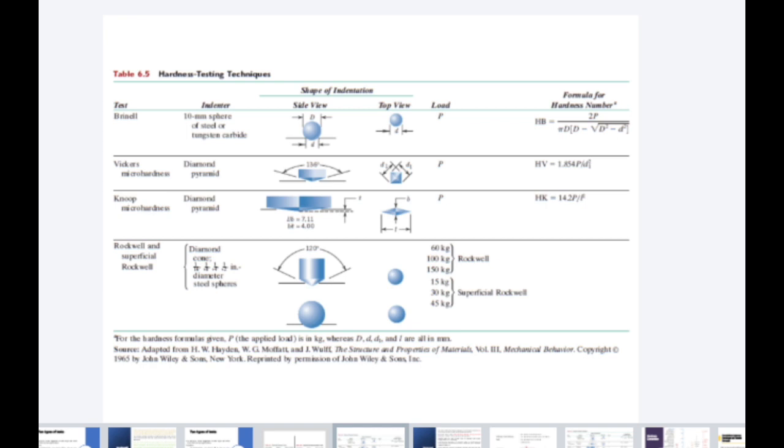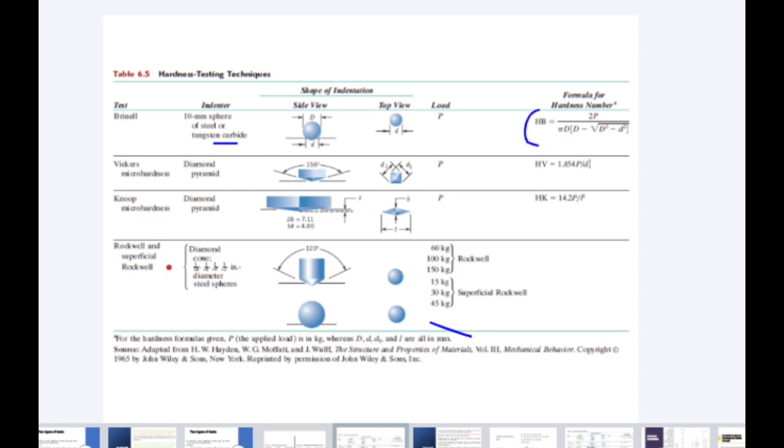Now you see we have different types of hardness techniques and machines that we study. We have the Brinell hardness. We use an indenter of 10 millimeter sphere of steel, or tungsten carbide is used, right? You can see here the shape of the indentation, and the top view is here. The load is represented by P, and we use this formula for the Brinell hardness test.